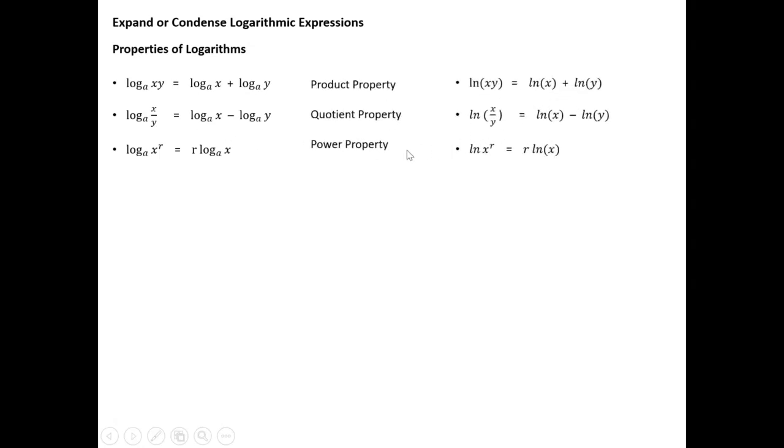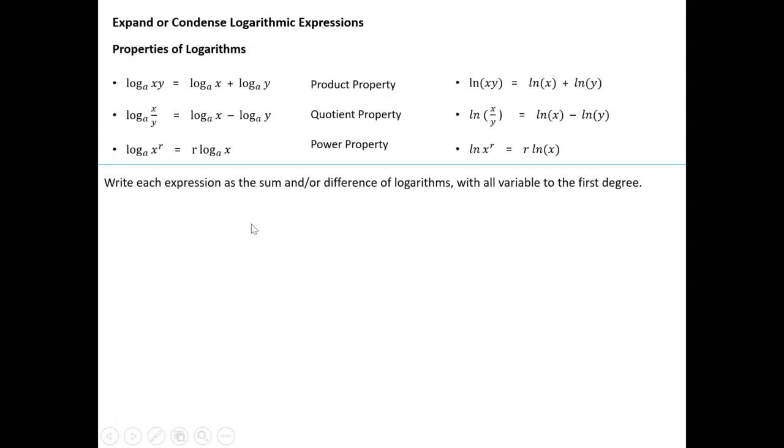Okay, now this is going to be expand or condense a logarithmic expression. For these, there are properties that you have to know. These are properties for the logs and also for the ln's, the natural log. Property number 1. The ones on the left are condensed or single log, and the ones on the right are called expanded. Same thing with the natural log: the ones on the left are called single or condensed, and the ones on the right are called expanded.